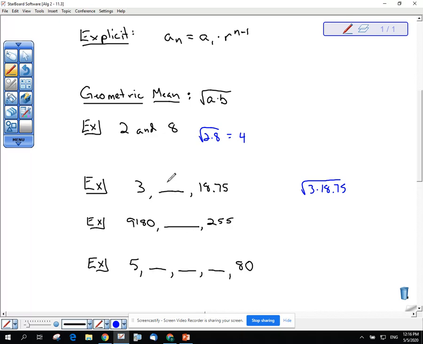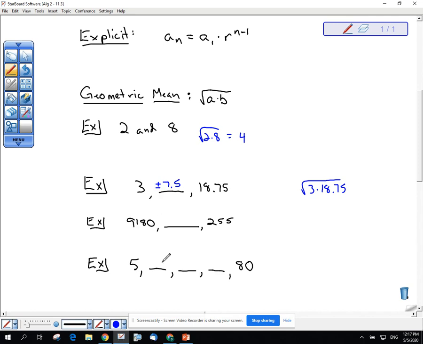Now, one more small point about this. Remember that first example we did that was alternating positive, negative, positive, negative? That can happen here as well. So it could be the case that this is 7.5. It could also be negative 7.5. So you ought to put a plus or minus symbol in here as well.